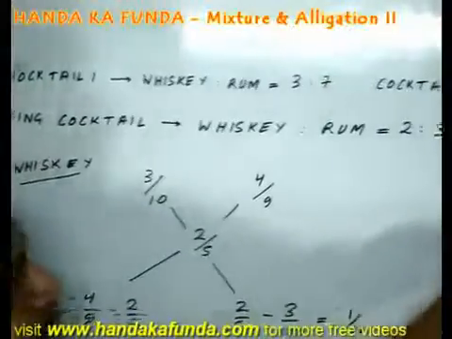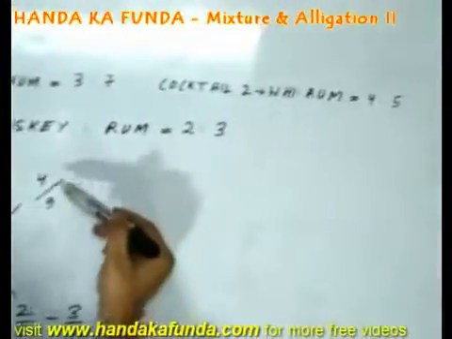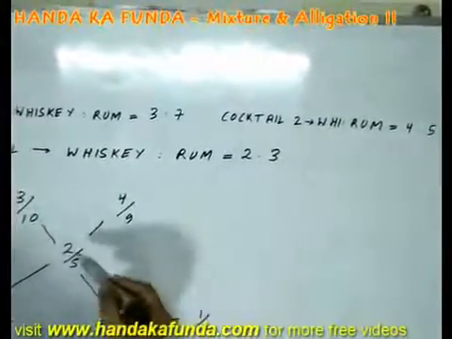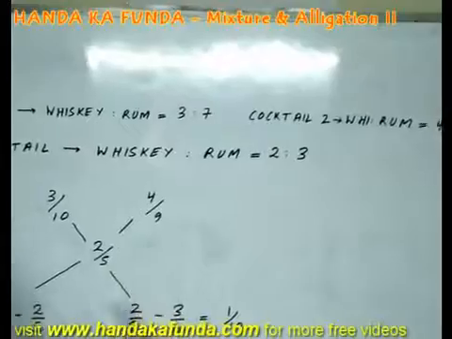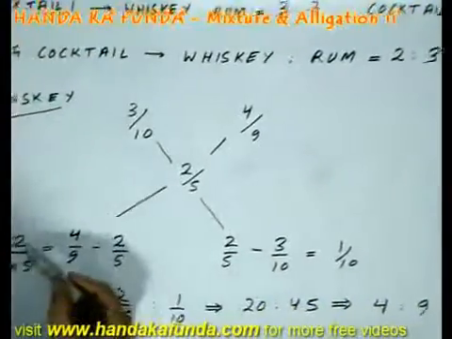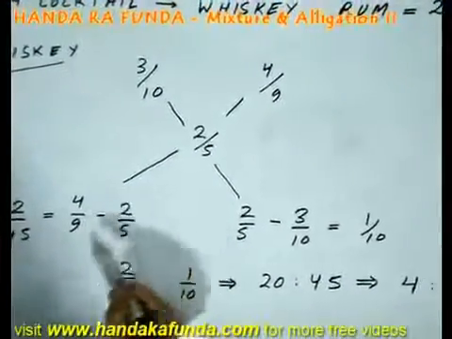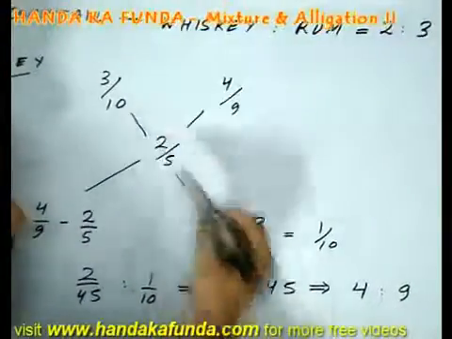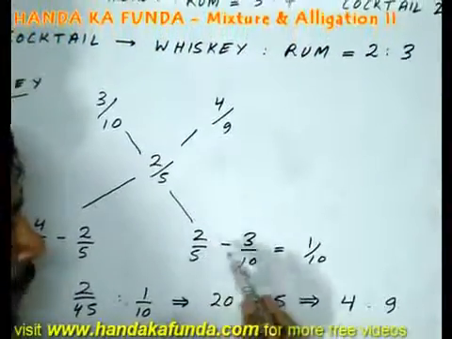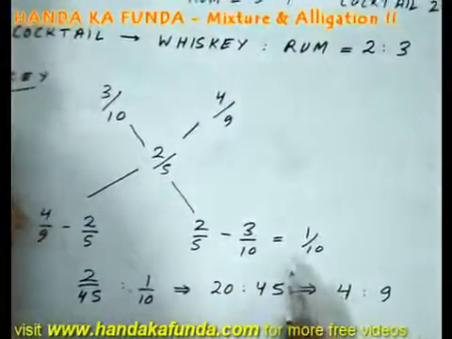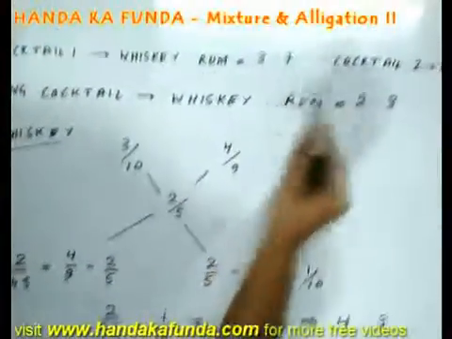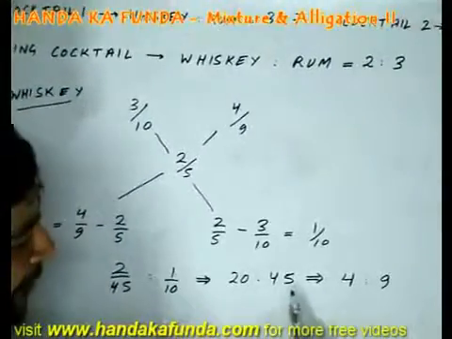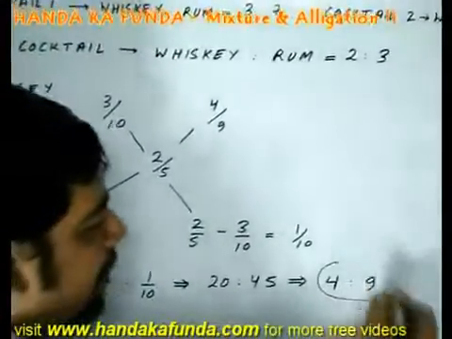So in the first cocktail, whiskey is in the ratio of 3:7, or it forms a fraction 3 by 10. In the second cocktail, whiskey and rum is 4:5, or it forms a fraction 4 by 9. Now, in the final king cocktail, I want it to be 2:3 or 2 by 5. Apply the same idea. 4 by 9 minus 2 by 5 gives me 2 by 45. How? (20 minus 18) by 45, or 2 by 45. 2 by 5, the middle value, minus 3 by 10, the smaller value, that is 4 by 10 minus 3 by 10, or 1 by 10. That means I need to mix cocktail 1 and cocktail 2 in the ratio of 2 by 45 is to 1 by 10, which comes out as 20 by 45, which comes out as 4 by 9.